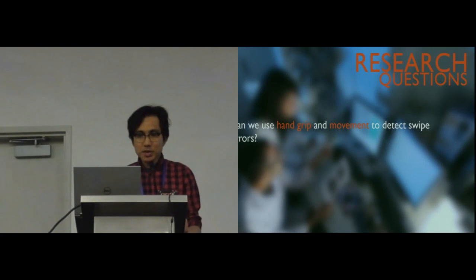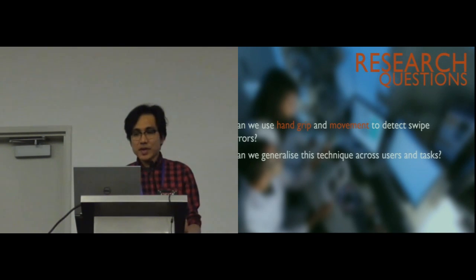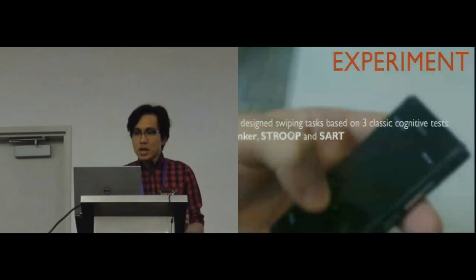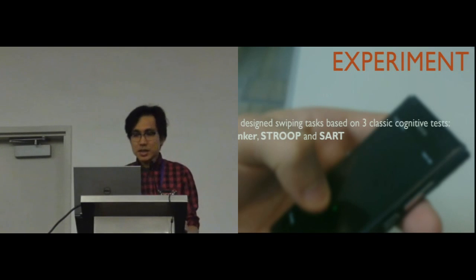In this work, we are particularly interested in finding out if these two inputs, namely hand grip and hand movement, can be used to detect swipe error. We are also interested in finding out if this technique can be generalized across users and across swiping tasks. Given the two inputs, we are also interested to see if detection can be improved by combining both inputs. To answer the research questions that I just mentioned, we ran a couple of experiments.